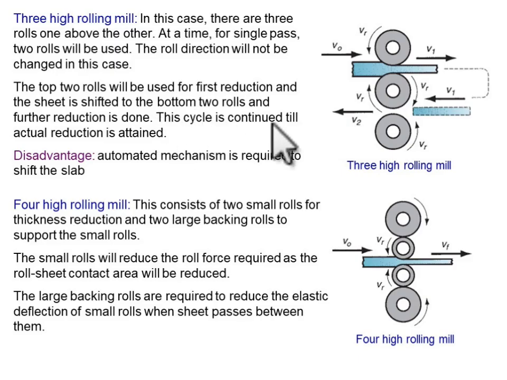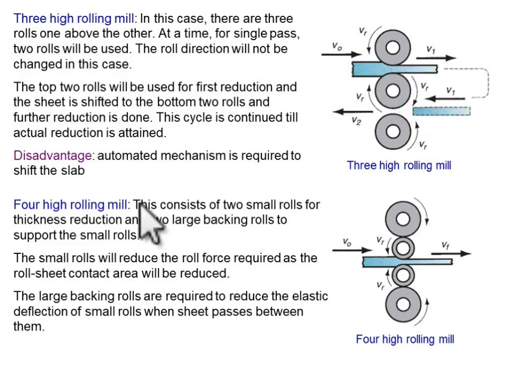This cycle is continued till the actual reduction is obtained, because we need a proper, defined thickness of the sheet. And before starting the operation, we need to know the final thickness of the sheet, that is, how much reduction we want. After that, we decide the type of roll mills that we are going to use. Now the disadvantage of this three high mill is that we need automation in this system. Without automation, we can't use this three high rolling mill.